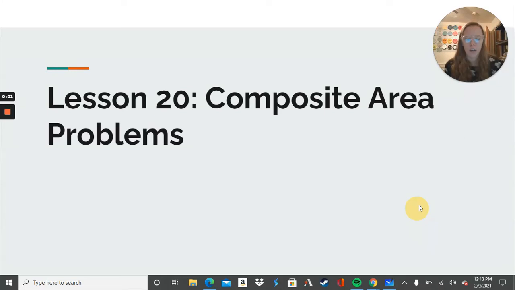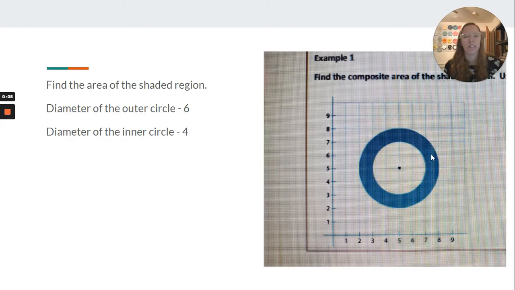Hi, 7th graders. We've been looking at area in the last few lessons. So today we're looking at composite area problems. What this is going to be is basically we need to find the area of part of a shape. So we have a circle, but part of it is not shaded. So we're just looking to find the area of the shaded region.